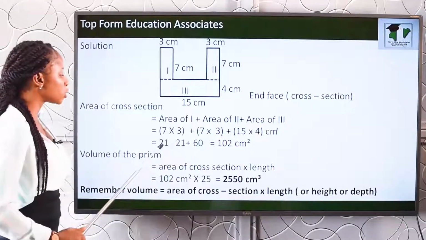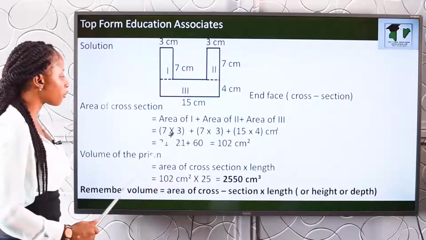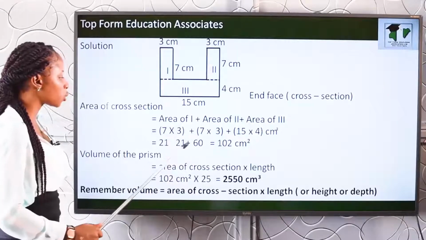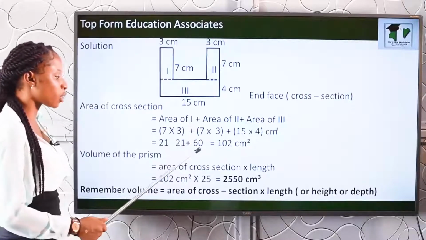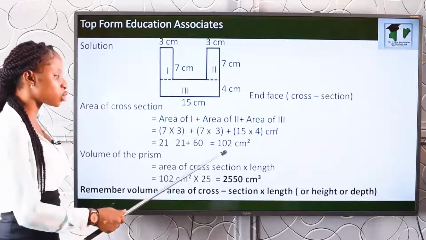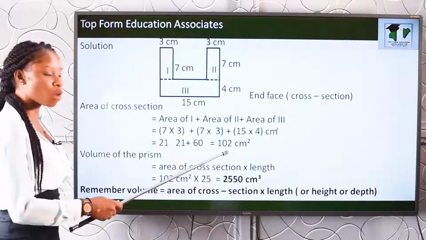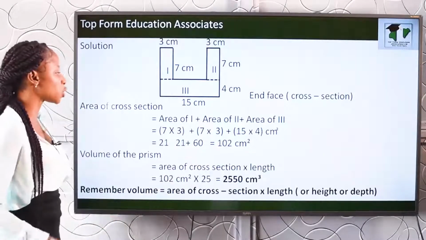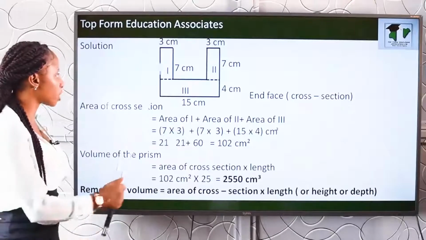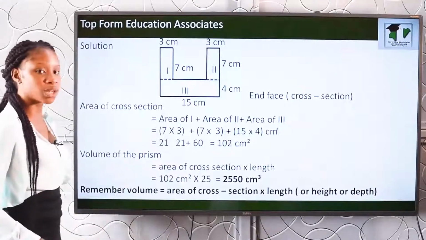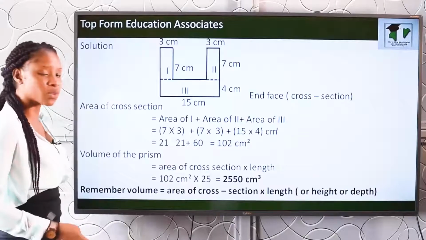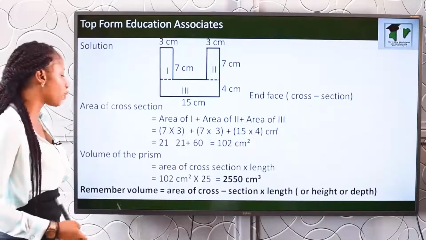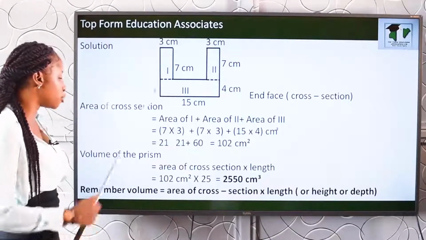Okay? Now, when you do that, you have the first area as 21, the second one as 21 also, and the third one as 60. Now, when you add all together, you have 102 centimeters squared. So, therefore, the area of this cross-section is 102 centimeters squared. Now that we've gotten the area, let us look for the volume of the prism.